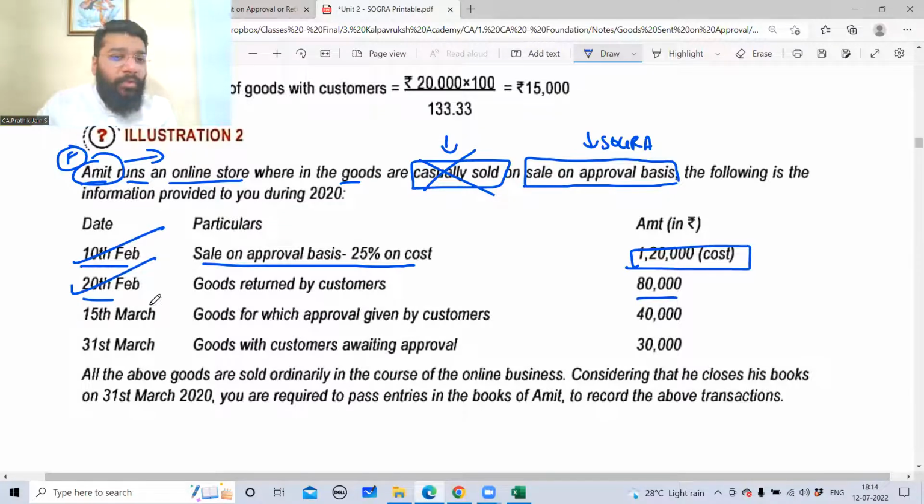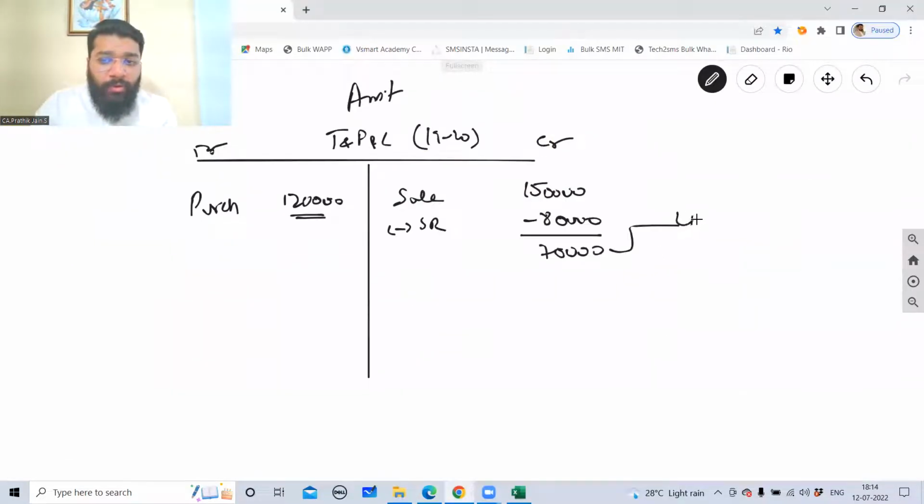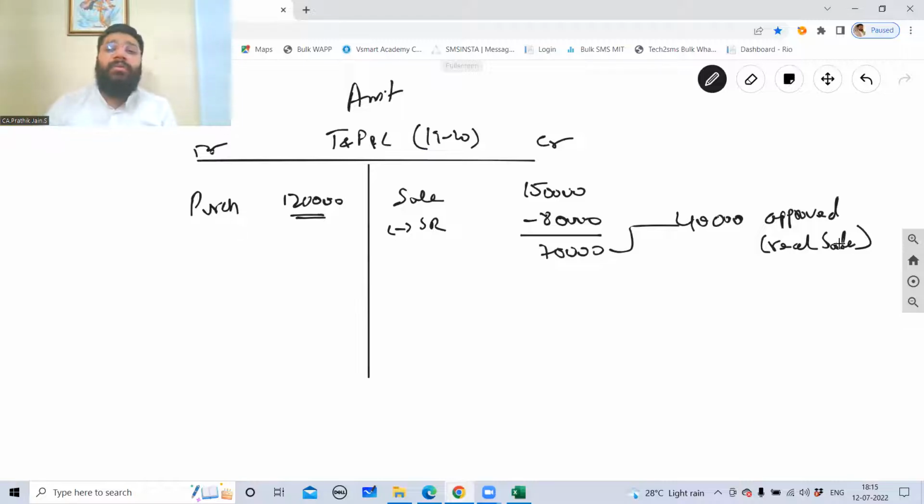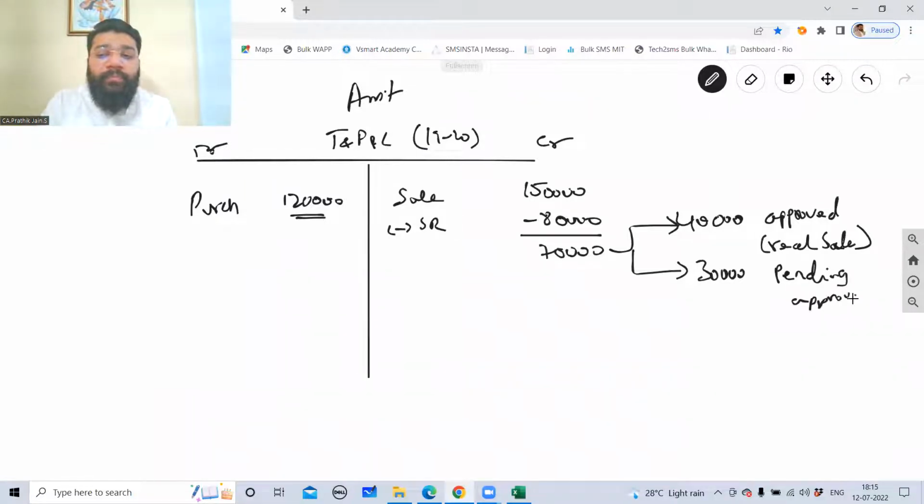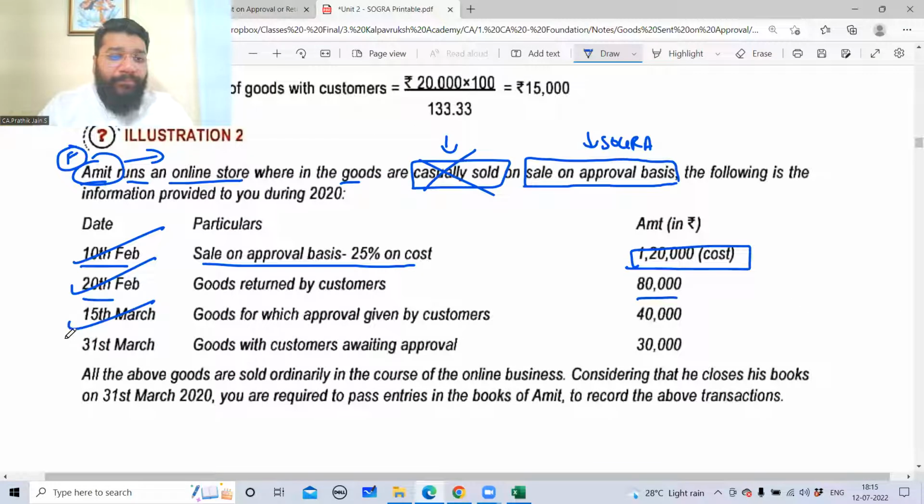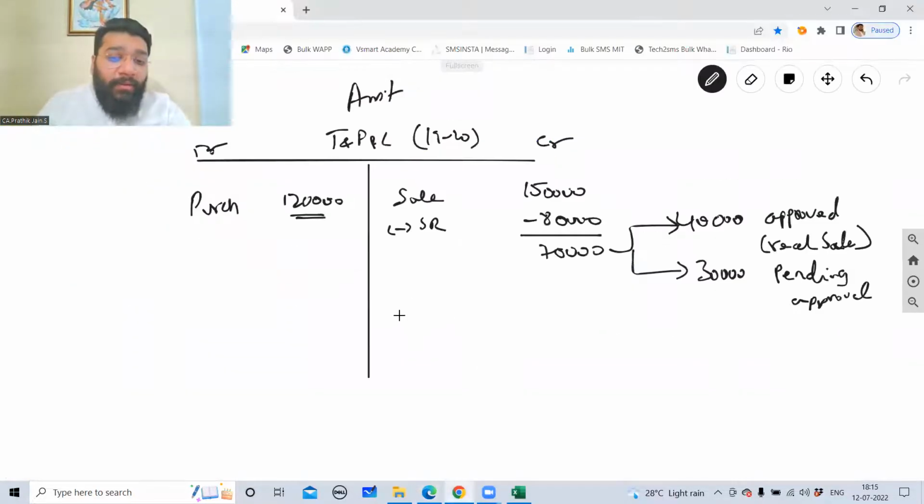This over, this over. Goods approved. So out of the 70, 40,000 is approved, which is actually the real sale. Yes or no? Yes, and 30,000 pending approval. Correct? On 31st of March, goods with customer awaiting approval has been passed as an adjustment entry. What adjustment entry do we pass? Inventory with customer. What is the entry? Inventory with customer by trading account. Okay, wait, before that.